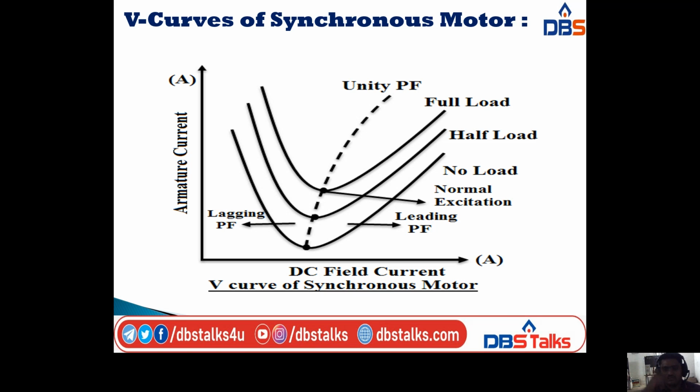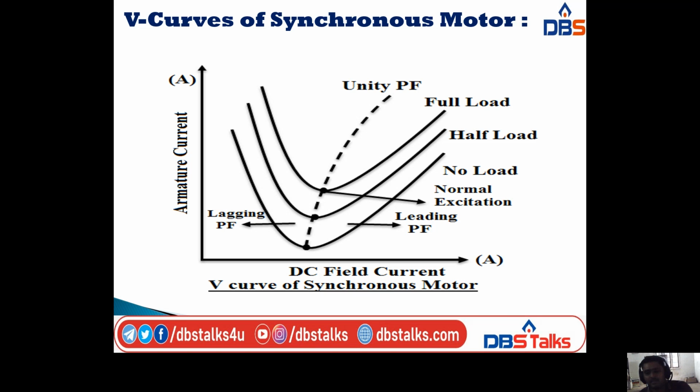So at full load we have the shaped V curve, and next for no load we have one curve, and for the leading we have one curve. Here we have unity power factor, that is indicated with the dotted lines. The touching points of these dotted lines are for the unity power factor, and the remaining is for the lagging power factor and leading power factor.